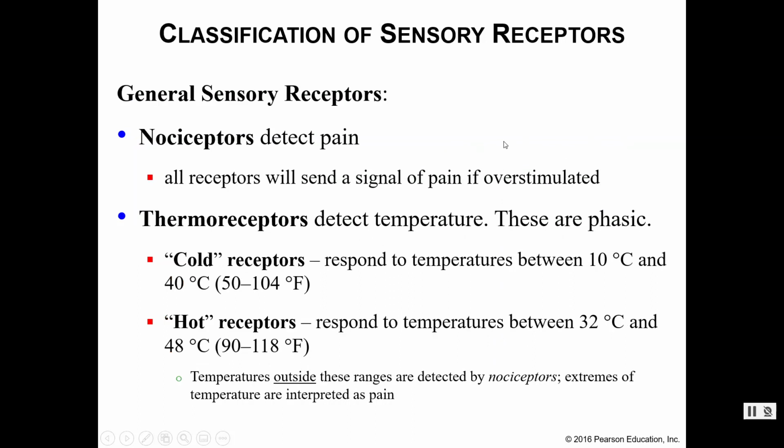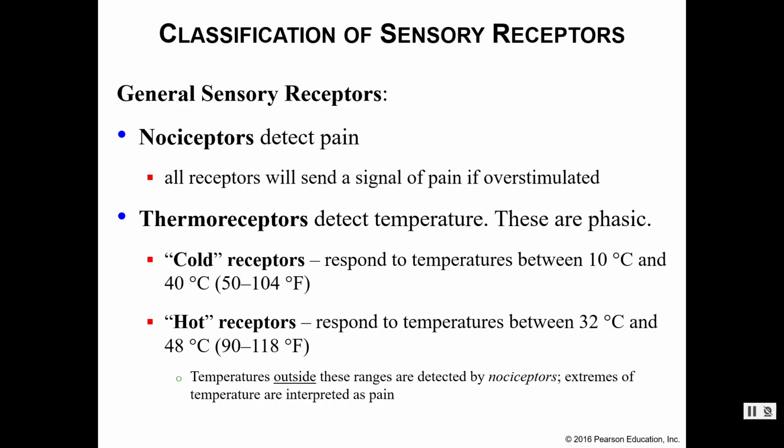All right. Now, let's quickly talk about some very particular types of sensory receptors. We have nociceptors, which detect pain. And actually, all of your sensory receptors will send signals of pain if they are overstimulated. So if you just continue to push the button, basically, everything becomes painful. And then we have thermoreceptors. These obviously detect temperature. These are examples of the phasic ones we just mentioned, so the adaptable ones.